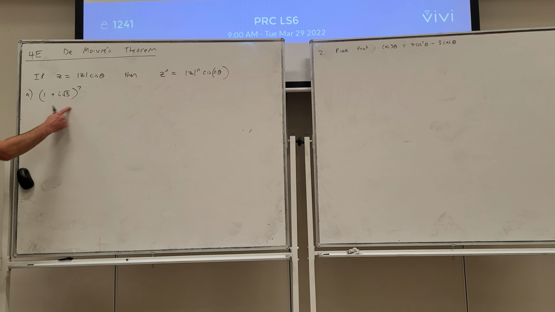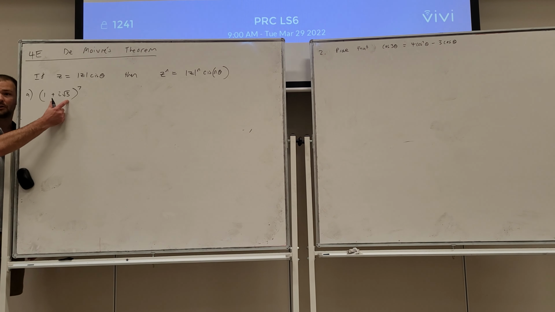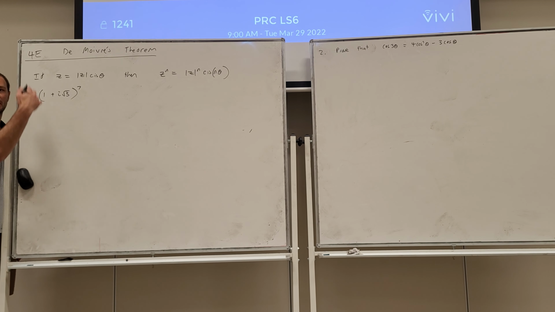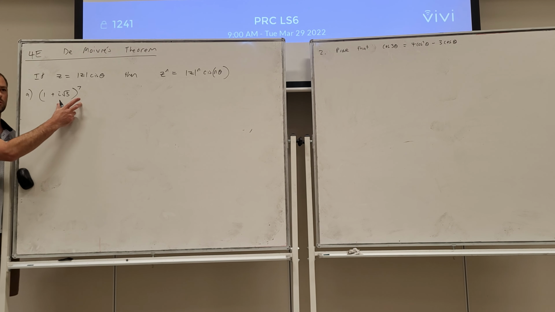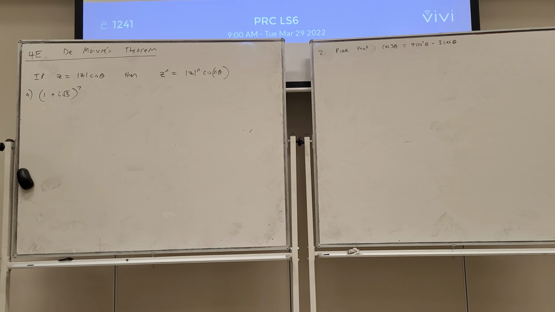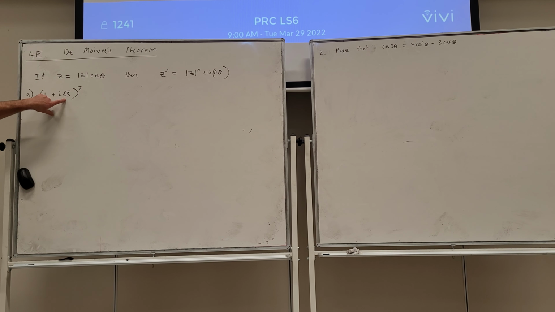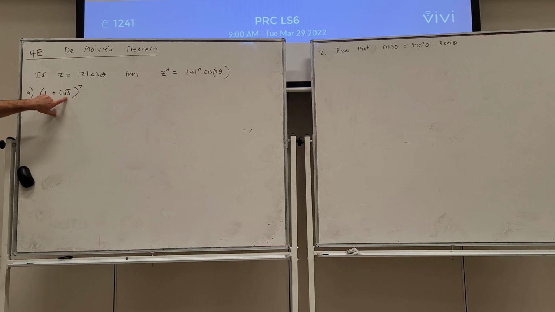So here, when you've got something like this, if you put that in your calculator, it'll crunch out something in Cartesian form. What we're going to do is convert it to polar form and apply De Moivre's theorem. So if I've got 1 plus i root 3, we should start. You're starting to get the hang of it.